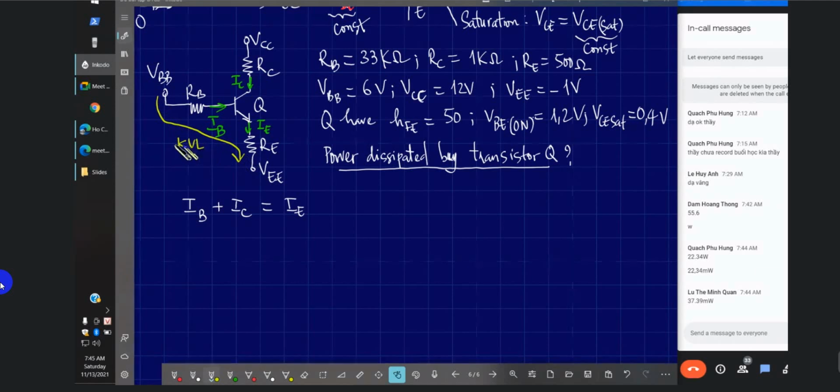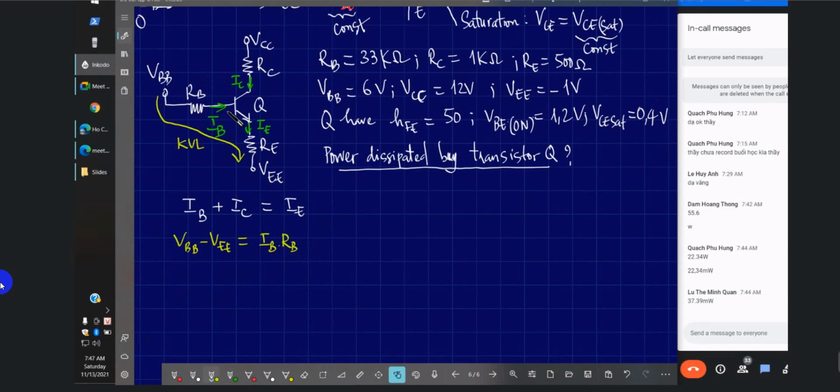KVL, the Kirchhoff voltage law, where we have the voltage drop for VBB minus VEE equal to the total drop of all elements on the way of traveling. Here the voltage drop for RB follows Ohm's law: we have IB multiplied by RB.